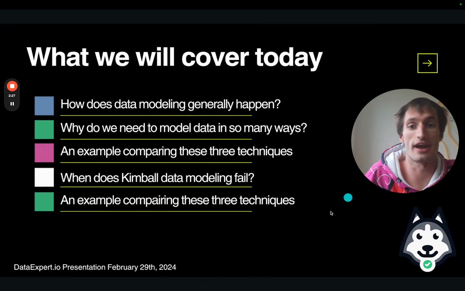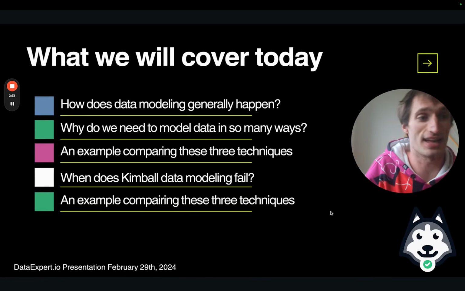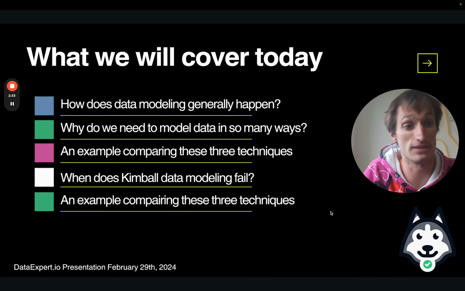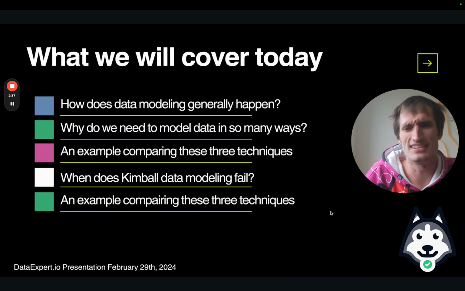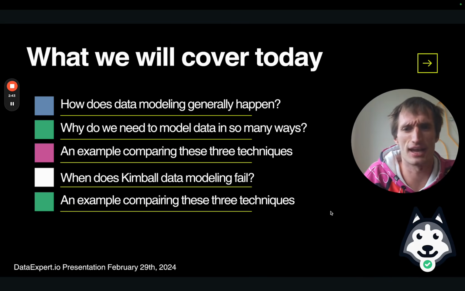So what will we cover today? How does data modeling generally happen? I think there's some mystique and mystery around how it actually happens, especially given the fact that data modeling is part art and part science. That is something that I think a lot of people don't really get. We're going to be covering that.